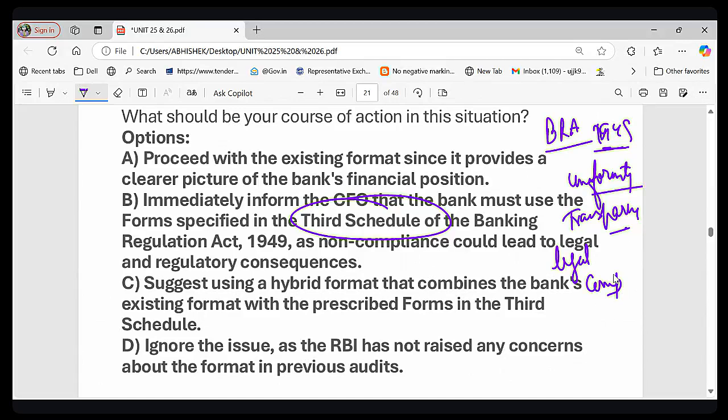So what is the correct answer? You should immediately inform the CFO that the bank must use the form specified in the third schedule. So the section is section 29, right? So section number 29. Remember it. This is a fact based question.